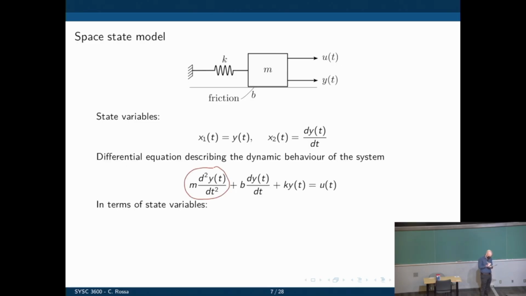Let's look at the first element here. The first element is m y double dot, and where do we get y double dot? So x2, let me just write here, is y dot. So if you want to write y double dot as a function of our state variables, which options do we have? We could write m x1 double dot. Or what else can we write? Exactly, x2 dot. These are the same.